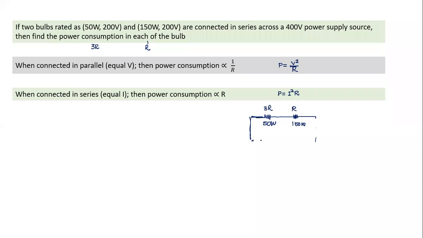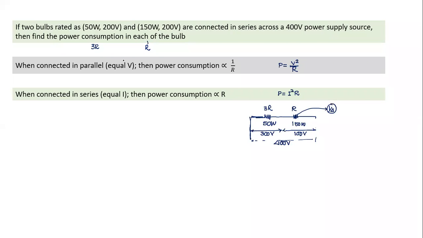If they are connected across 400 volts, this potential difference gets divided, or shared, between the two bulbs connected in series, in proportion to the resistance. So it gets divided in the ratio of 3:1. This potential will be 300 volts and this will be 100 volts. What happens for this bulb compared to the rated volts? The voltage has become half. The resistance has remained the same. If voltage becomes half, the power consumption will be 1/4 of its rated power consumption.